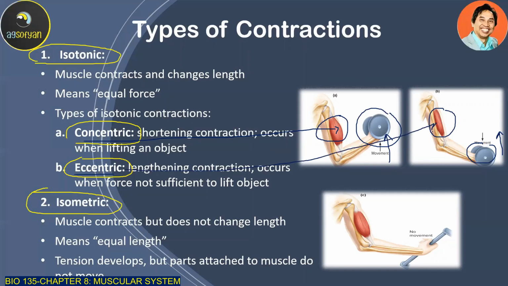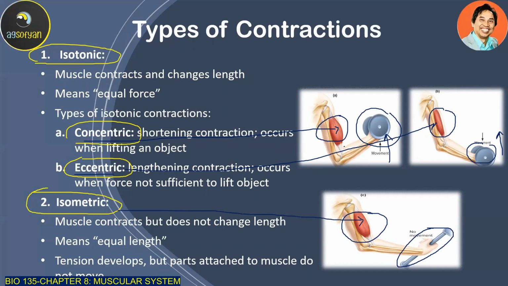Okay, eccentric. The last one is isometric. It means that we actually keep something in our hand without moving it, but our muscle actually contracts. So it keeps these things in place. This is what we call isometric contraction.